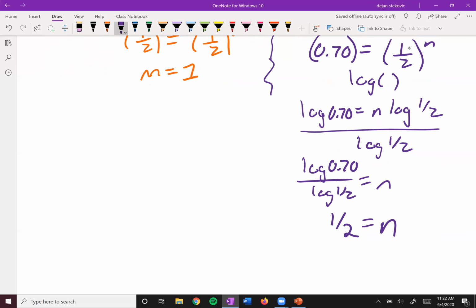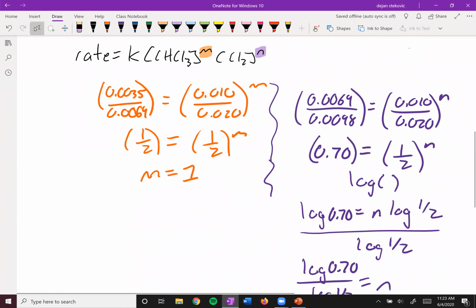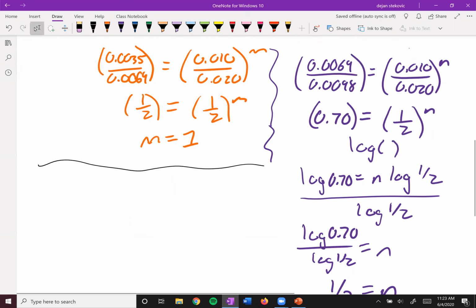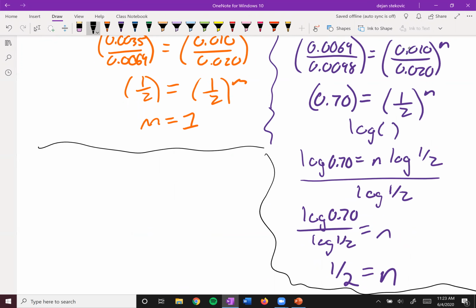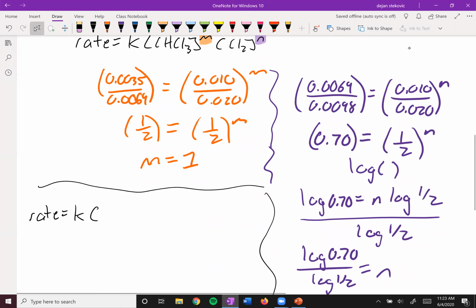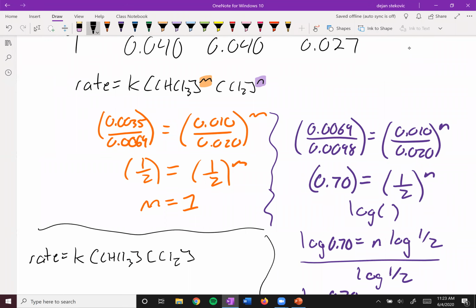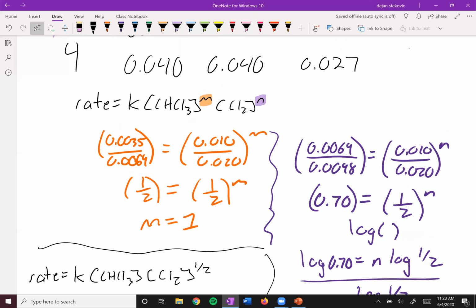So as you can see, these orders do not have to be whole numbers. They can be 1/2s and whatnot. And so now we've got our n and our m. So let me just go ahead and partition this over here. And so we can rewrite our rate. Rate is equal to K, concentration of CHCl3 up to the 1, so we can just leave it there, times the concentration of Cl2 up to the 1/2.